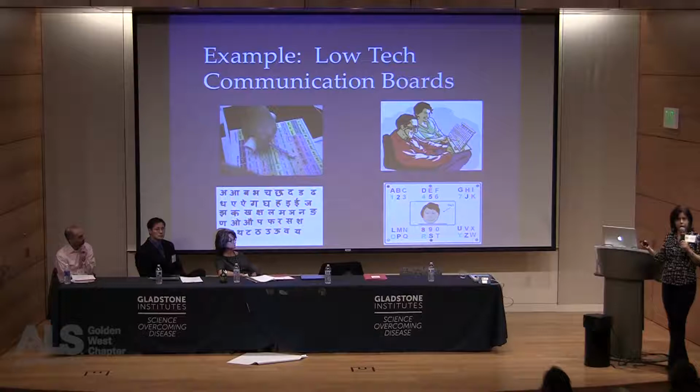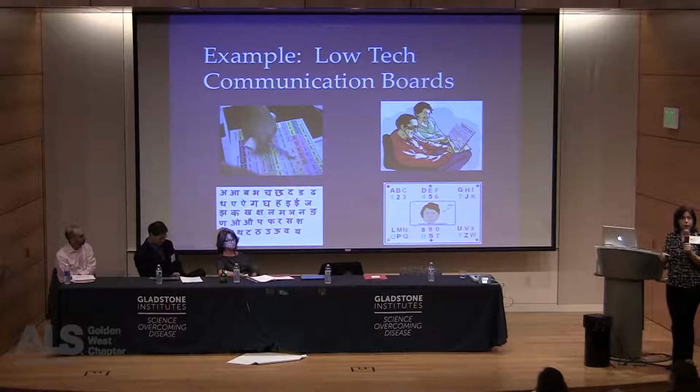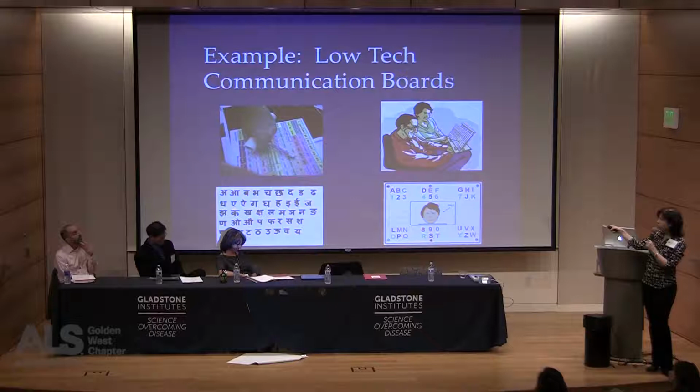So in the first example there, someone's using a communication board with a stylus because maybe they can't isolate their finger anymore. They might have originally been writing their messages, then pointing, and then pointing got difficult. We're just going to move to a homemade stylus now.